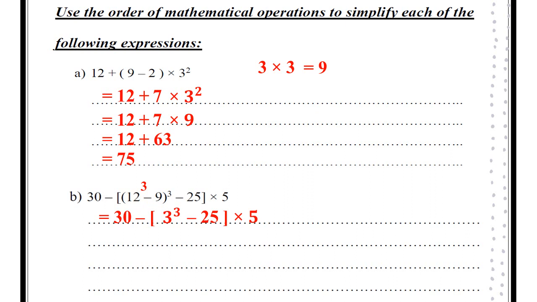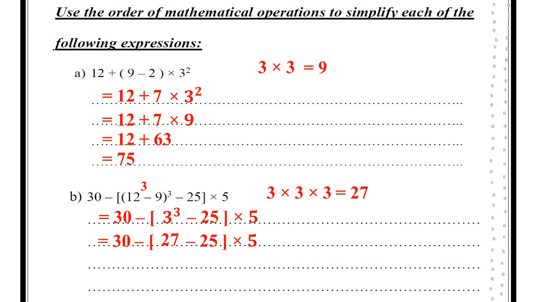Then I will solve what is inside the parentheses. Again, here 3 to the power 3 is equal to 27. So 30 minus 3 times 3 times 3 is equal to 27. So 27 minus 25, times 5.